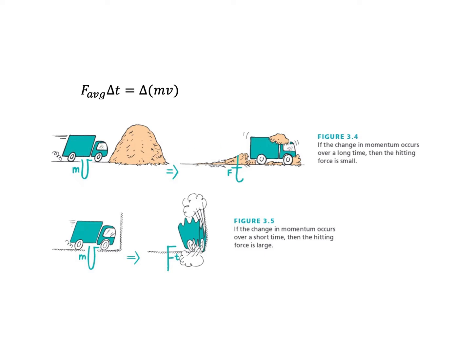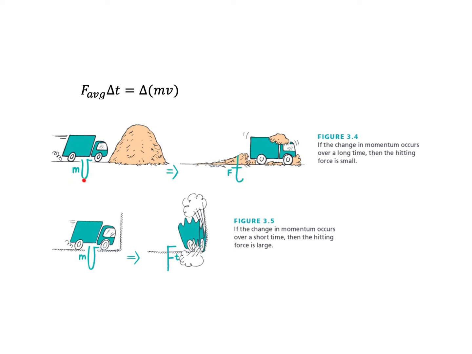In the other case, the truck runs into a wall. Now, the difference between being stopped by a bale of hay and being stopped by a wall is the amount of time it takes to stop. And so the bale of hay is going to slow the truck down gradually. And so this is denoted here. You can see the impulse is F times t. F is little and t is really big.